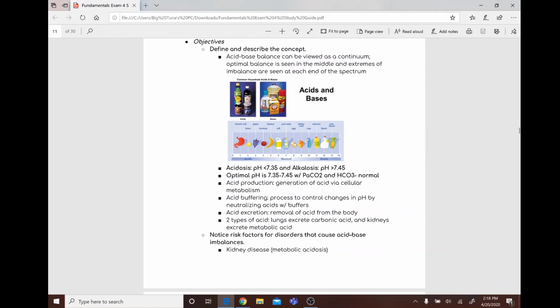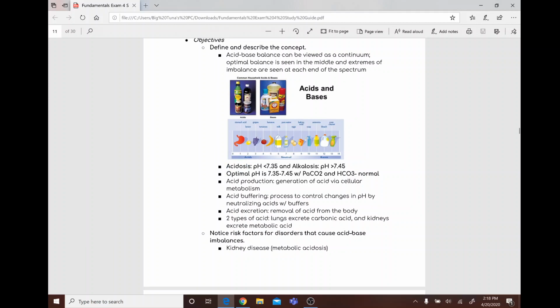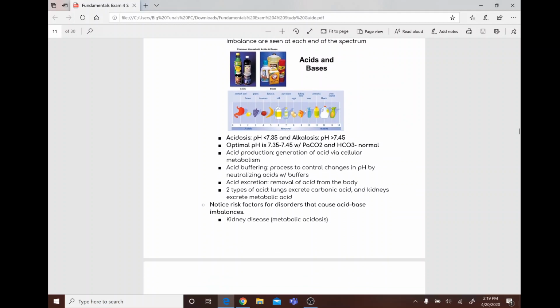Okay. What's the pH of acidosis? Less than 7.35. What's the pH of alkalosis? Greater than 7.45. All right. What is acid production? Generation of acid via cellular metabolism. What is acid buffering? Process to control changes in pH by neutralizing acids with buffers. What is acid excretion? Removal of acid from the body.